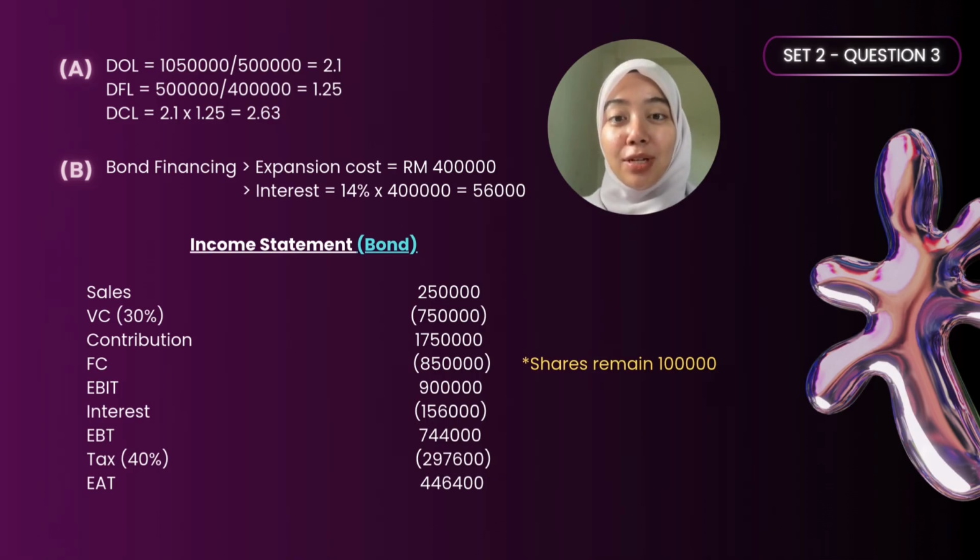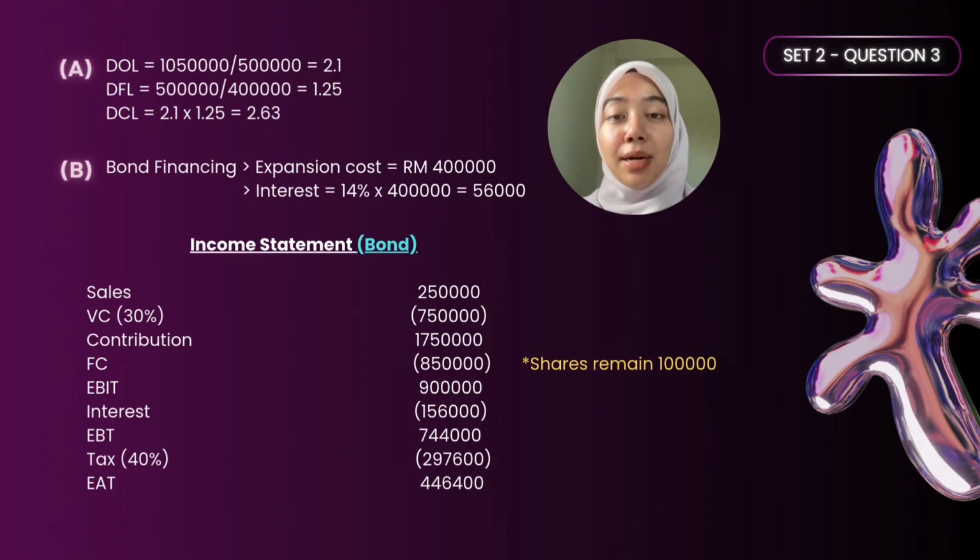Moving on to question 3 of set 2. For part A, we divided table 5 with 500k, which gives 2.1 of DOL. As for DFL, 500k divided by 400k resulted in 1.25, and the DCL is 2.1 multiplied by 1.25, which equals 2.63. As for question B, the bond financing, the expansion cost is 400k.